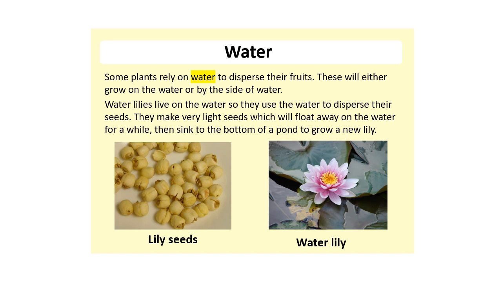Water. So these are all ways that seeds are spread out, okay? And water is another way. Some plants rely on water to disperse their fruits. These will either grow on the water or by the side of the water.